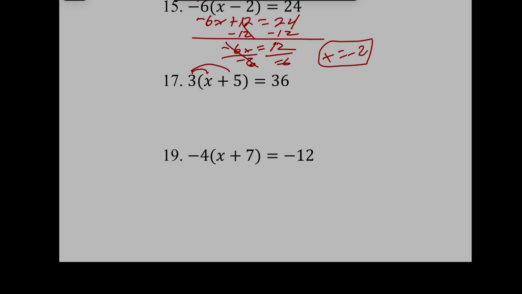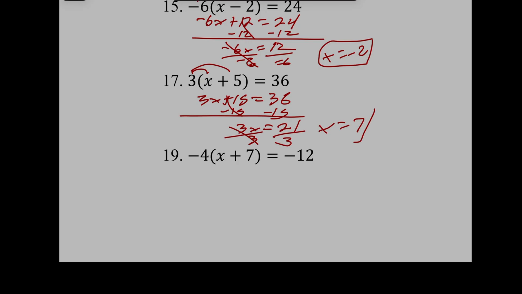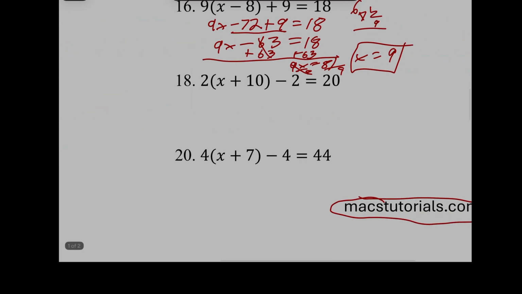3 times x, 3 times 5. That's going to be 3x plus 15 equals 36. I'm going to move my 15 over here. Boom, die. And I'm going to get 3x equals 21. And once I divide each side by 3, I get a very simple x equals 7. All right, going on to 18.